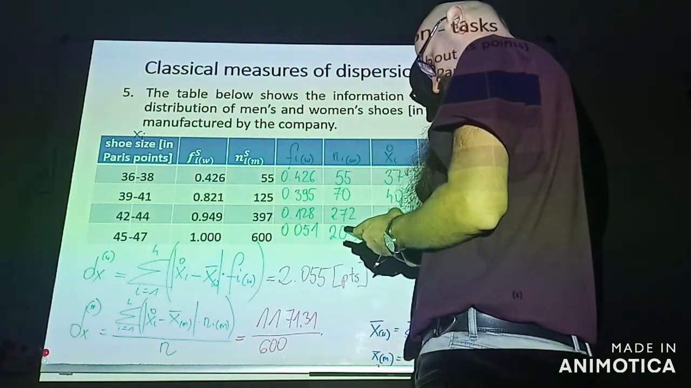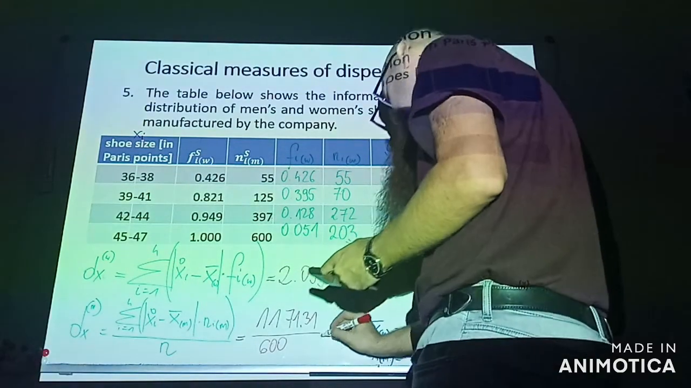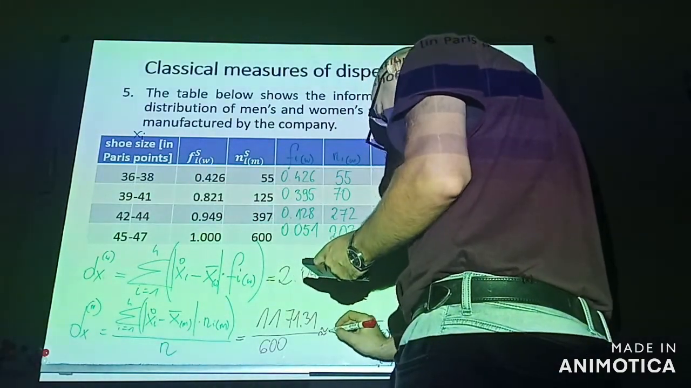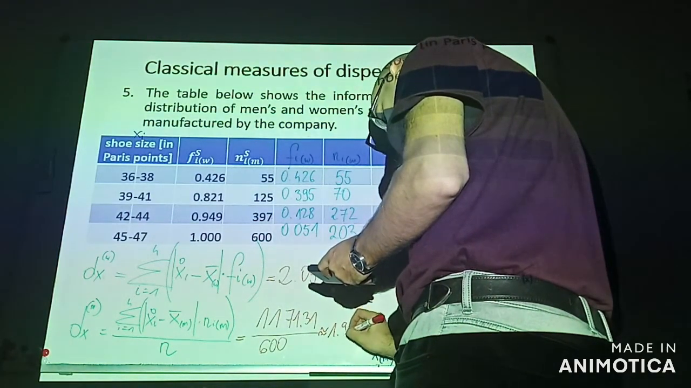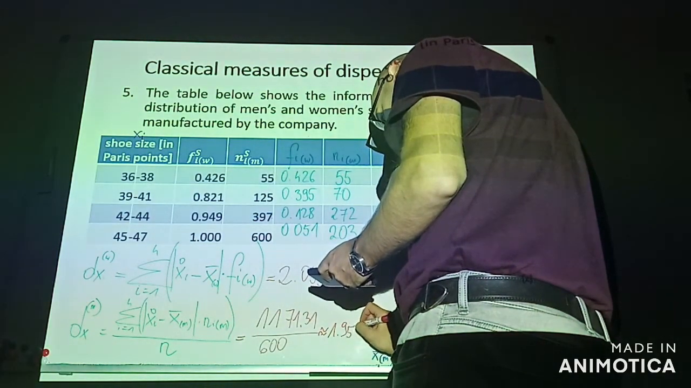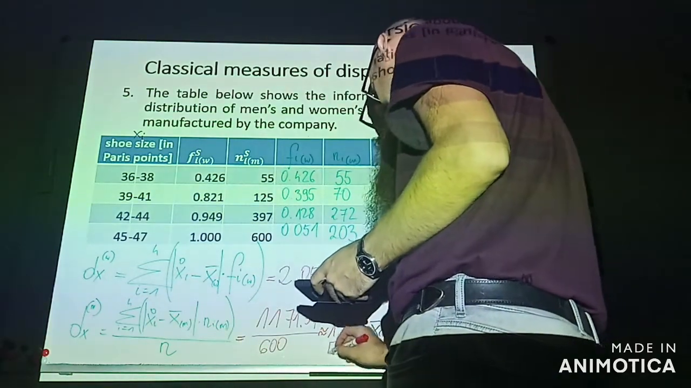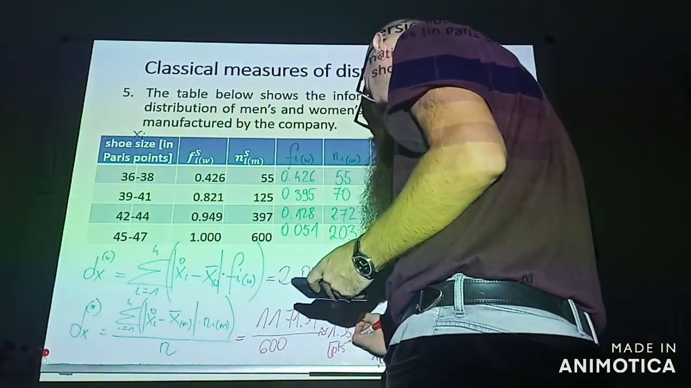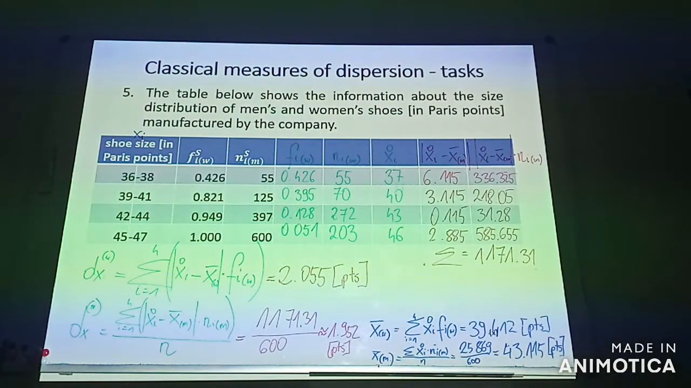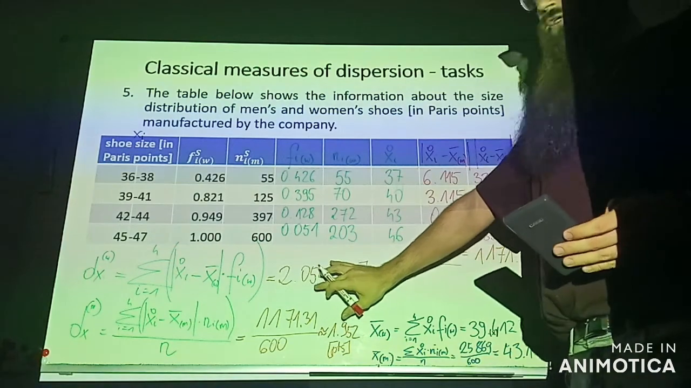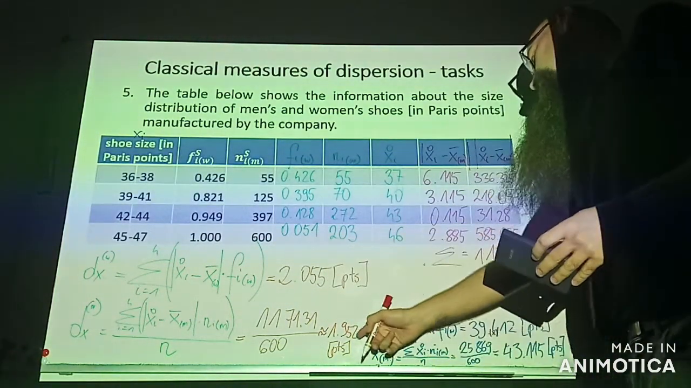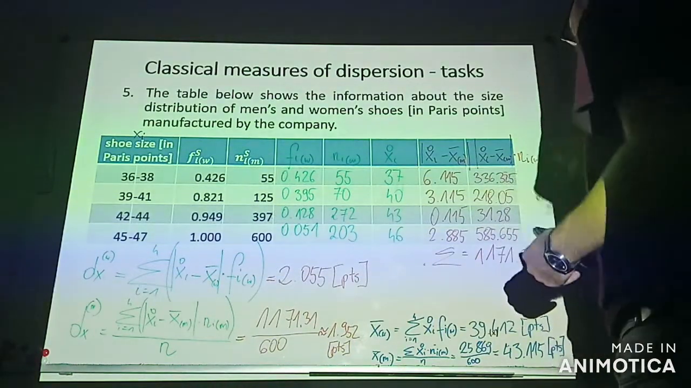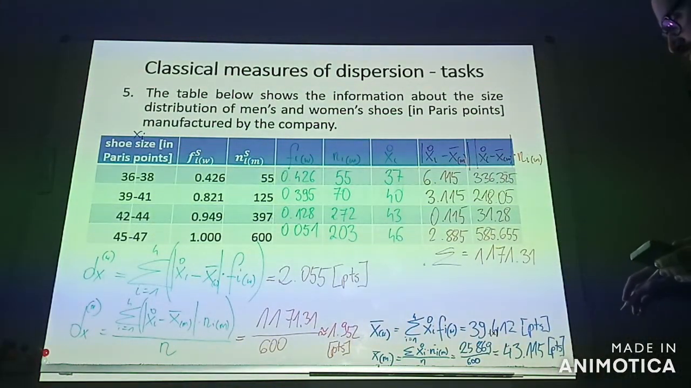171.31 divided by 600 is approximately 1.952 points as well. All right, so it's very similar in absolute terms, of course. So here we see that we have the same problem.